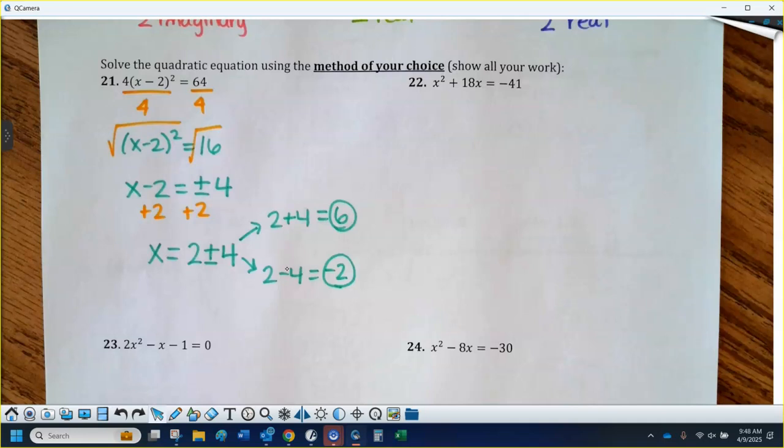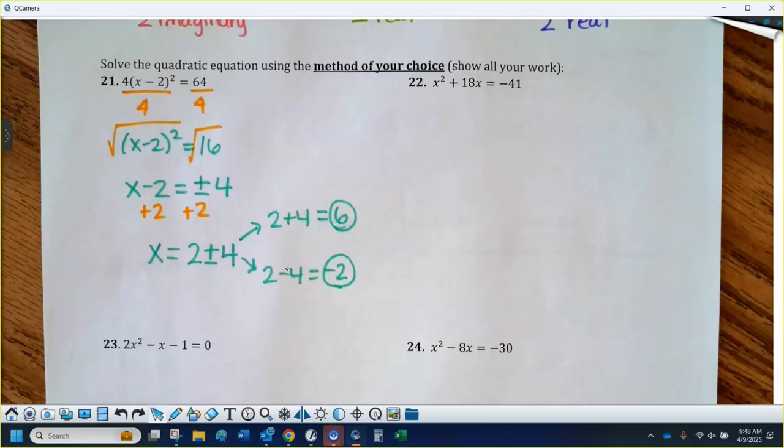That's square roots, because I just took a square root. If you wanted to do quadratic formula or completing the square on that one, we would have to FOIL and then distribute the 4 to put it in standard form.